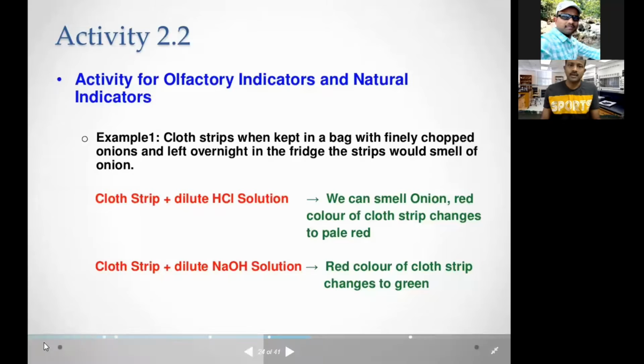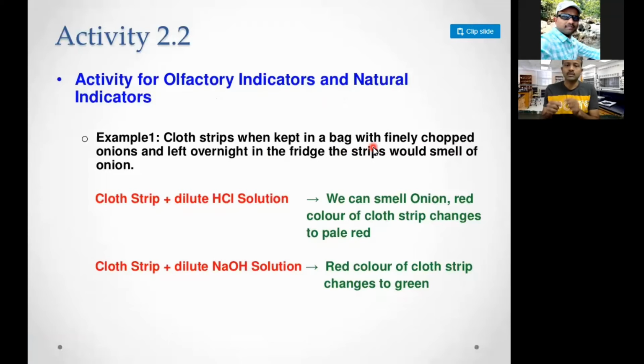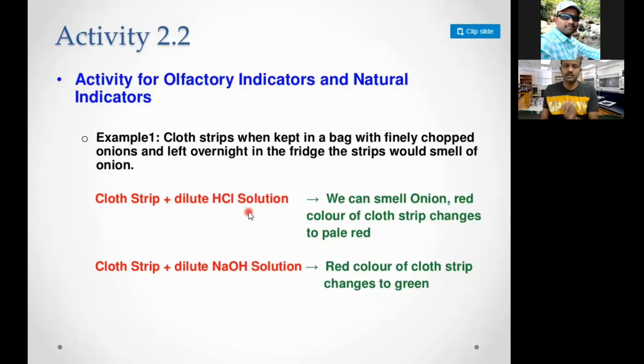So, olfactory indicators. What is meant by olfactory indicators? Activity on olfactory indicators and natural indicators. We take some cloth strips and keep them in a bag with finely chopped onions, left overnight in your fridge. After taking the cloth strips, when you add dilute HCl, we can smell the onion. Red color of the cloth strip changes to pale red when you add the dilute acid.